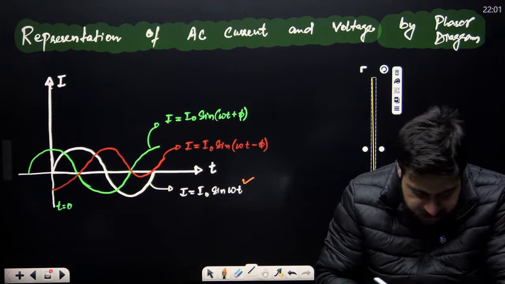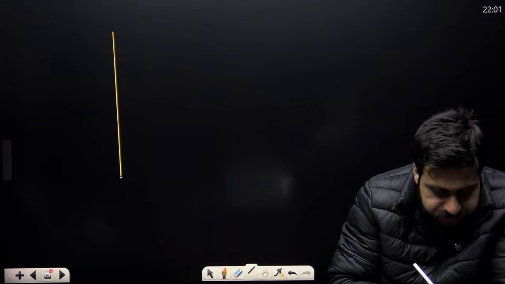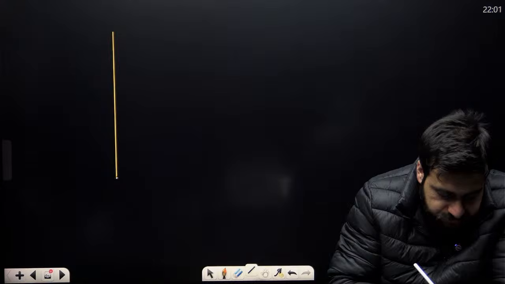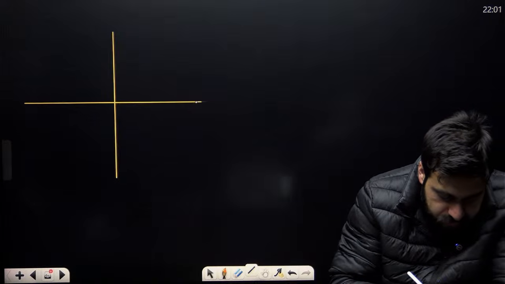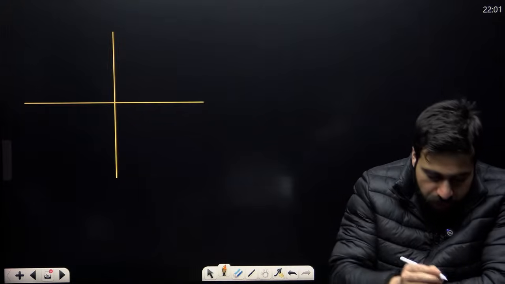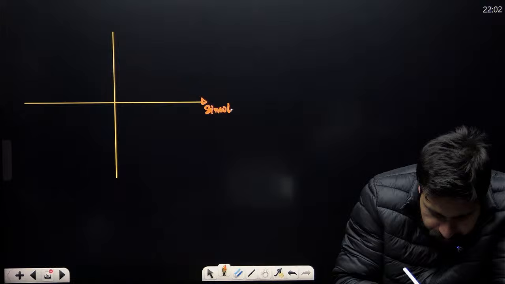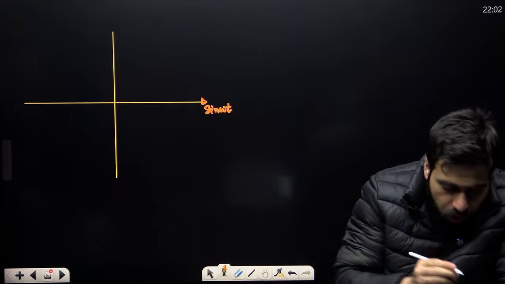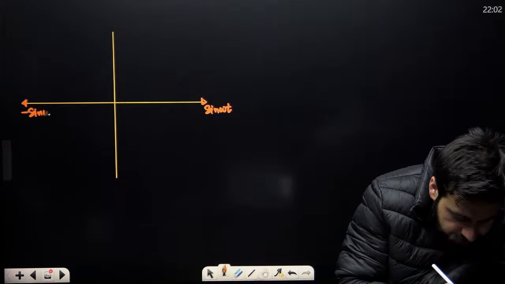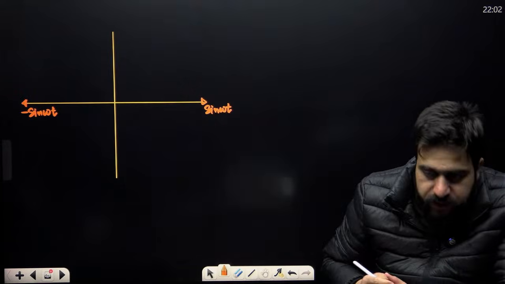Okay, just a second. I'll add a page. We have to represent this on the phasor diagram. Okay, so we'll be making it according to the graph only. On this x-axis, we mention sine omega t. On this side, we mention minus sine omega t. Keep this thing in your mind. Plus sine omega t, minus sine omega t.